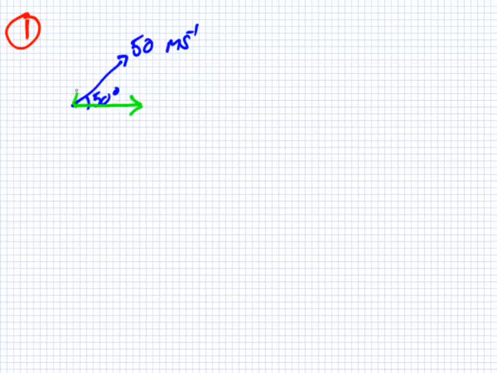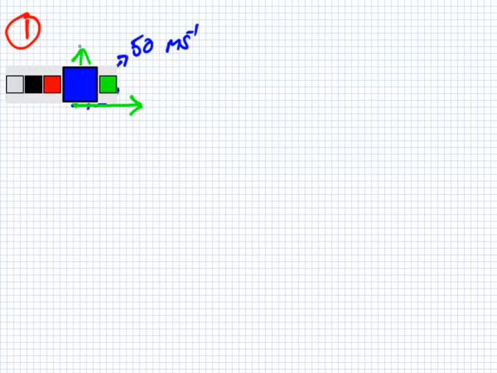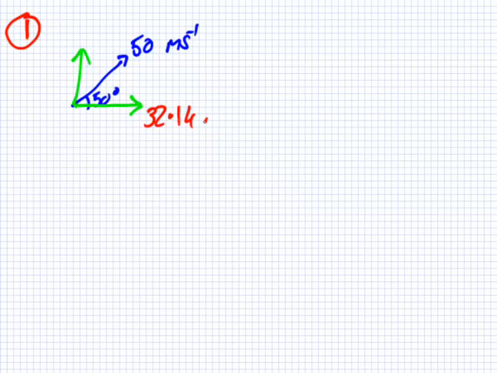Oh, I'll turn the light off just a moment. 50 cos 50. So this one here is 32.14 meters per second, and 50 sine 50. So this one here is 38.3 meters per second. Okay, so firstly, I would like to know.